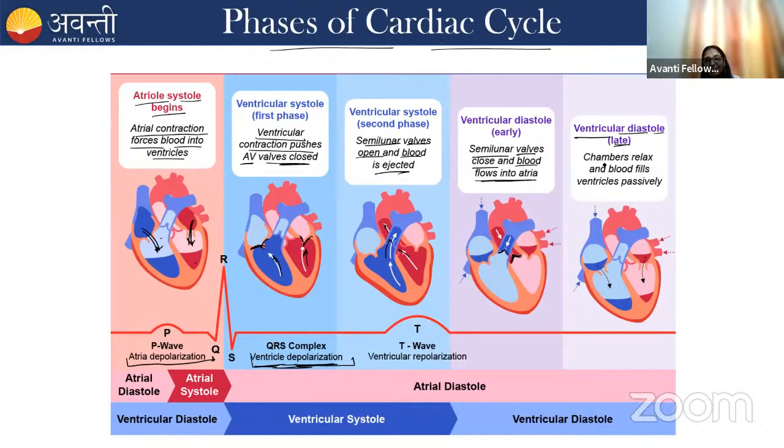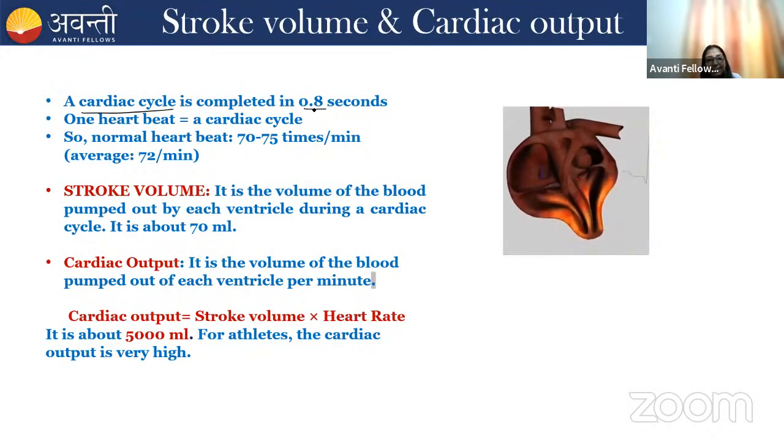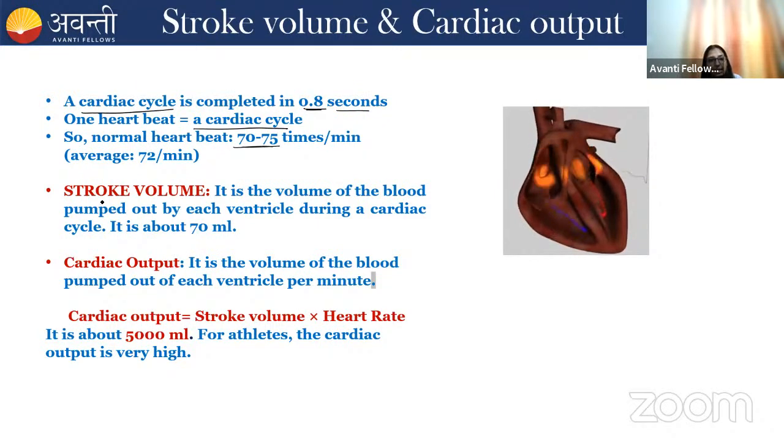Ventricular diastole, which is the late phase. Here the chamber relaxes and the blood fills the ventricle passively. Now moving next. Now we have very little time. So the cardiac cycle is completed in 0.8 seconds. One heartbeat equals one cardiac cycle, and a normal heartbeat is 70 to 75 times per minute.